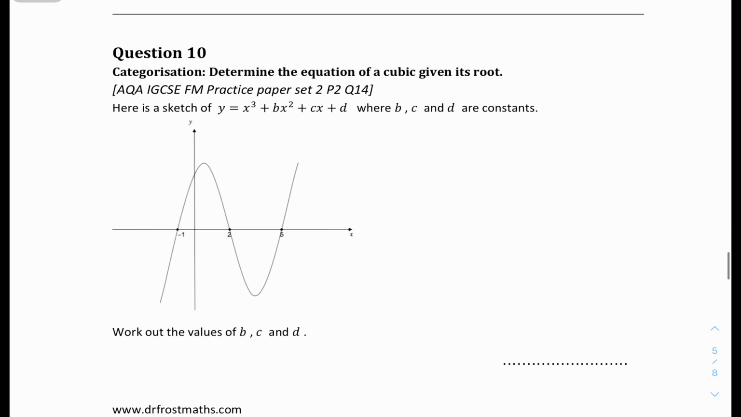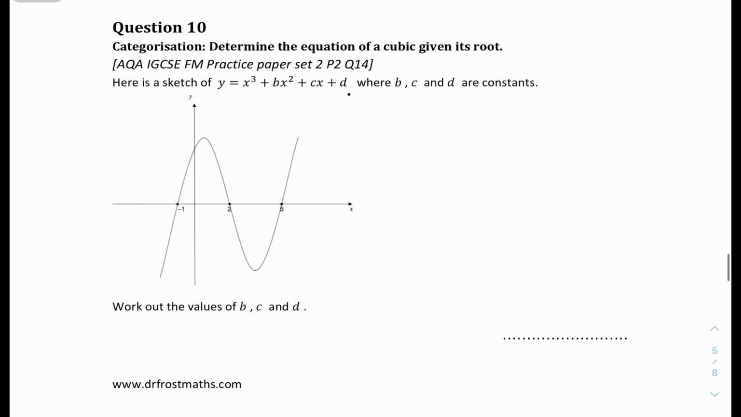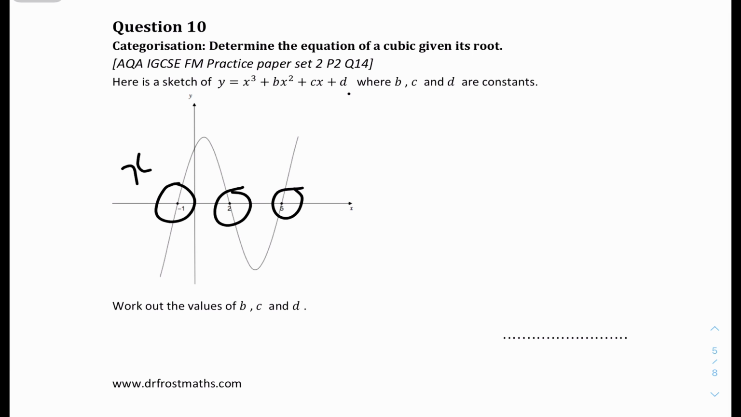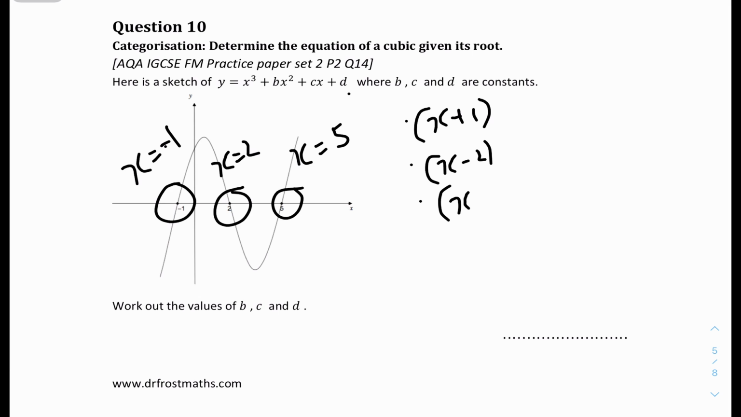And then we have question 10. Here's a sketch of y equals x cubed plus bx squared plus cx plus d, where b, c, d are constants. Work out the value of b, c, and d. Basically, we have to reverse engineer as well, because we have 3 roots already right here. So this root is x equals minus 1, x equals 2, and x equals 5. So if we reverse engineer it, it will be (x plus 1), (x minus 2), and (x minus 5).